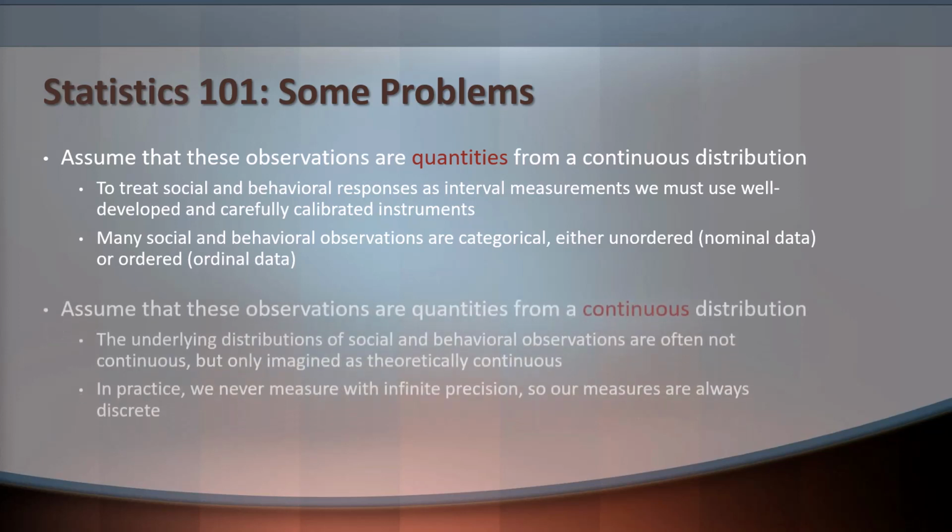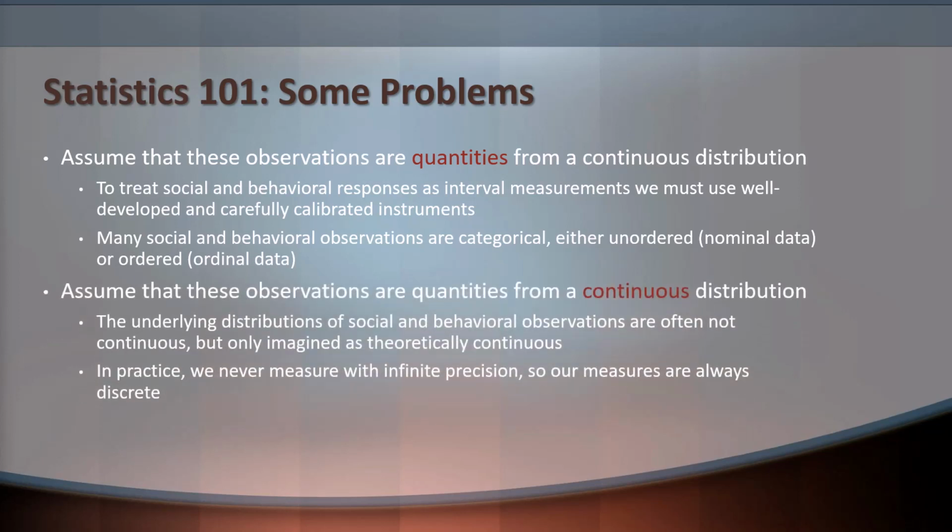We assume that the observations are quantities from a continuous distribution, but the underlying distributions of social and behavioral observations are often not continuous, but only imagined as theoretically continuous. And in practice, they are never continuous. In order to have continuous data, we would have to measure with infinite precision, which obviously we never can do. So our measures are always discrete.